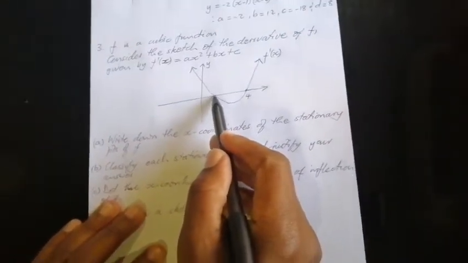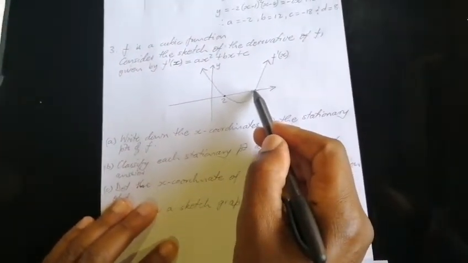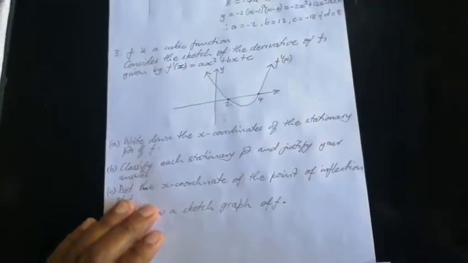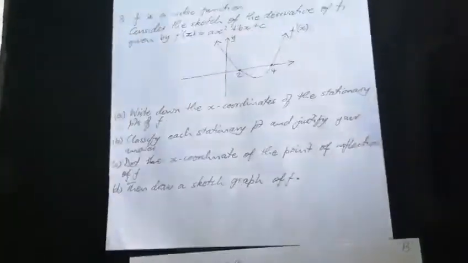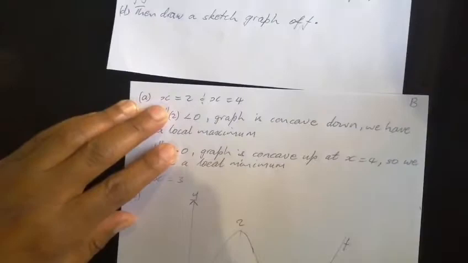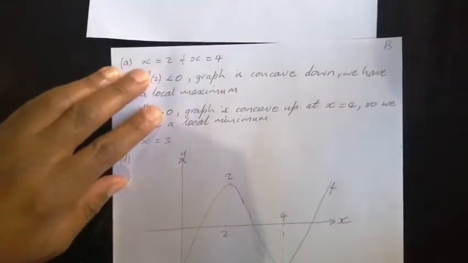So at this point, the gradient is 0. And at this point, the gradient is 0. Therefore, x is equal to 2 and x is equal to 4, because the gradient at the turning point is always 0. Thank you very much.